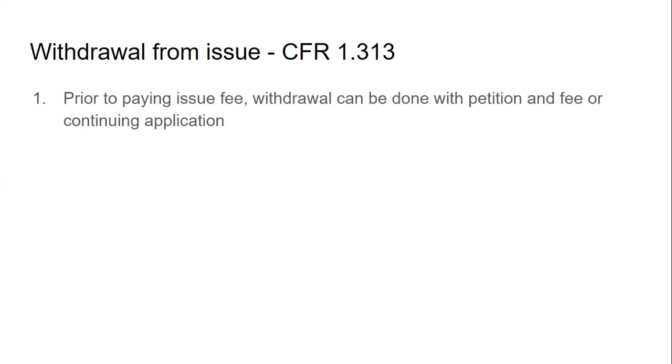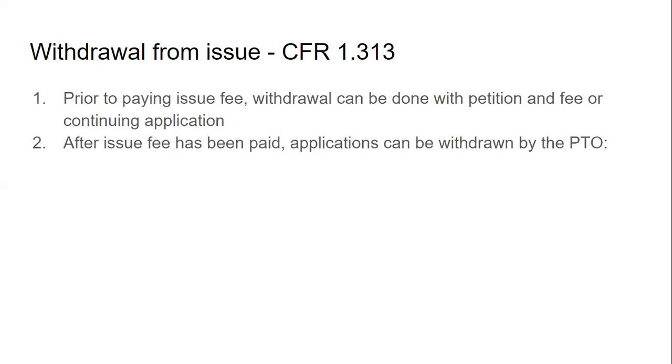When it comes to withdrawal from issue, CFR 1.313 is a good one to remember, because that can come up in a lot of different things, maybe where an IDS needs to be reviewed after an issue fee has been paid. But basically, withdrawal from issue is always about after an issue fee has been paid. Stepping back for a moment, prior to paying the issue fee, withdrawal can be done with a petition and fee or a continuing application. So you don't have to go through the petition of 1.313.